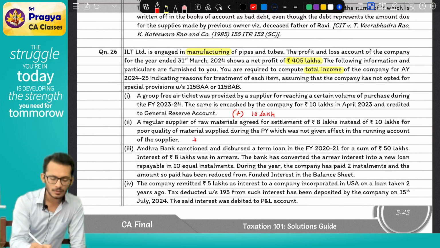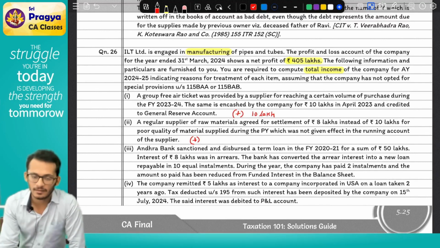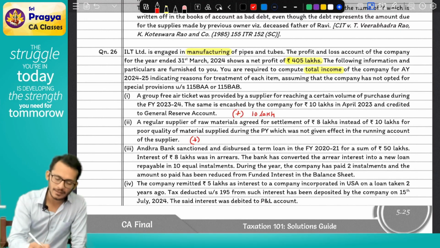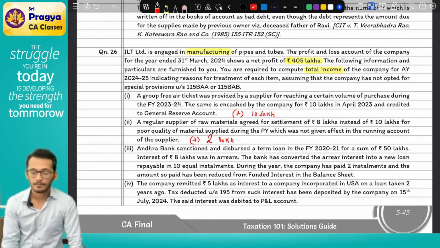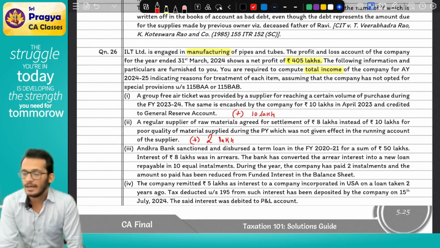Addition. This is an addition. Again, disallowance only happens if there is something in the P&L. This is not happening in the P&L, therefore it is an addition. Let me know if you have any confusion. We'll do it again. Yes, so this 2 lakhs will be added to the P&L. Clear? Can we go forward?